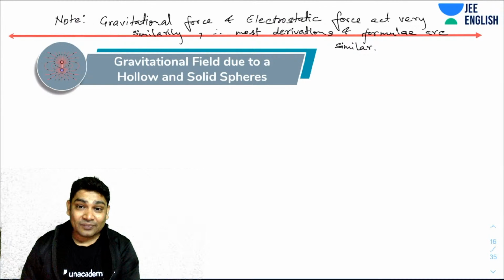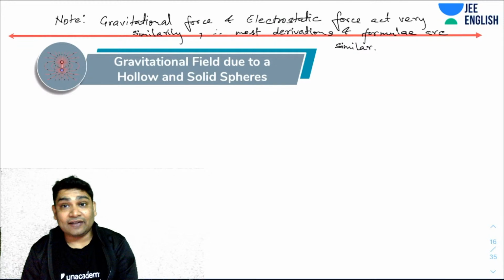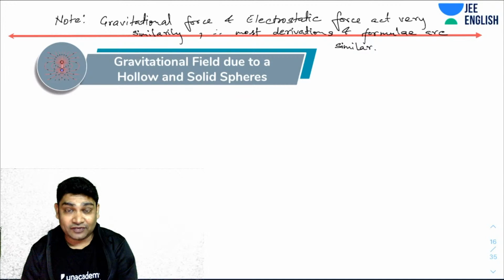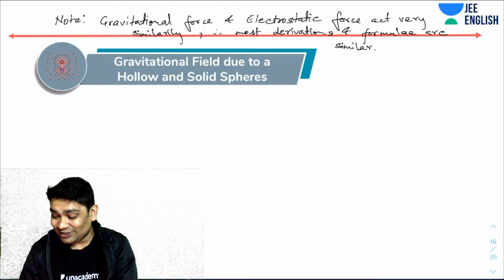Okay, so now again, for finding the gravitational field due to a hollow sphere and solid sphere, we will avoid integration. We will in fact use something which is called the shell theorem. So let's talk about the shell theorem.